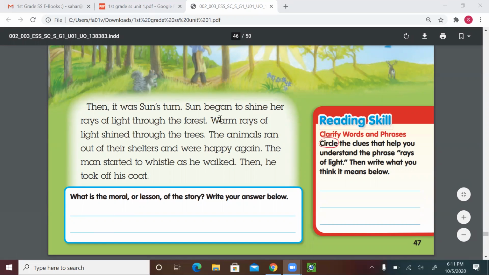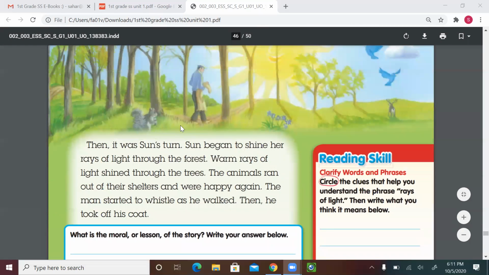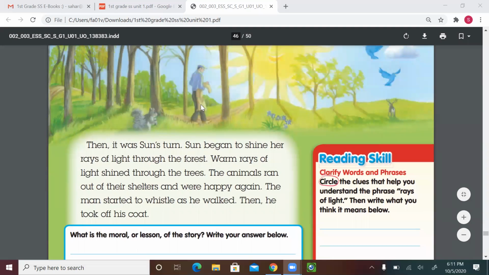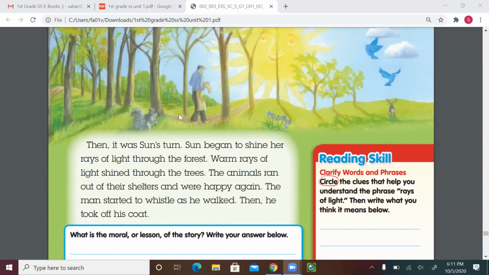You see what the wind did. The wind was strong, was hard and harsh, blew really hard, and the man was not happy. But the sun was soft, was gentle, was kind, and because of that beautiful sunshine, all the animals were happy. They went to play, and the man started to enjoy his walking, whistled, and he took off his coat. So that means kindness is better than harshness.